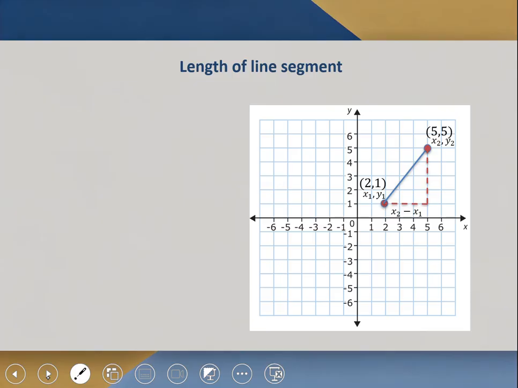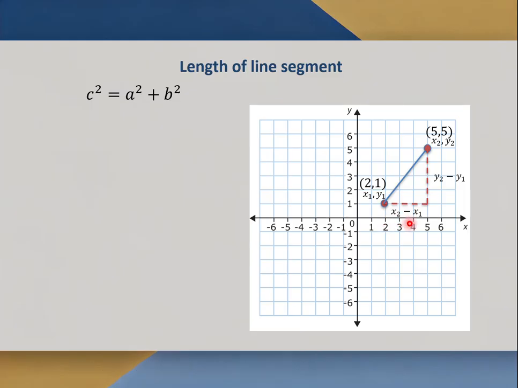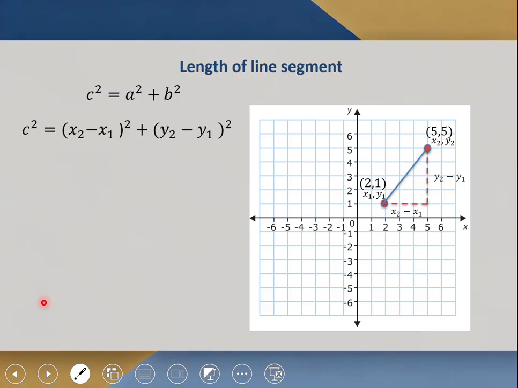Whenever we think about it in this form, we are thinking about Pythagoras' theorem. So we've got a squared plus b squared, and that's going to give us our c squared right here. In terms of our A, it will just be x2 minus x1, and our B will be y2 minus y1. To get C by itself, we're just going to square root.